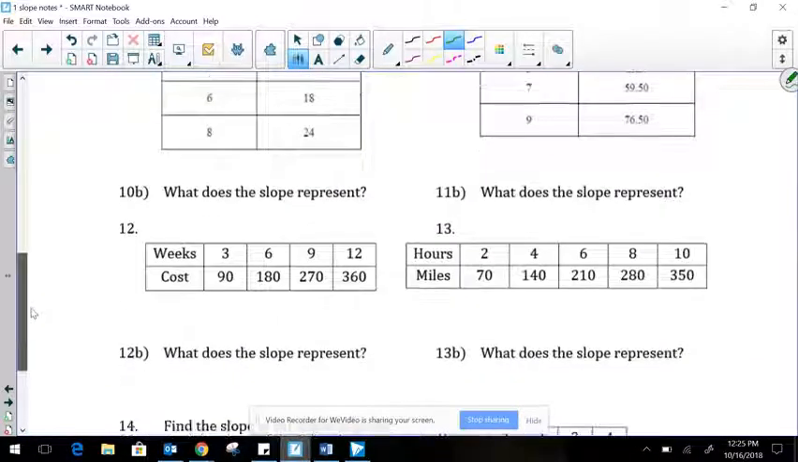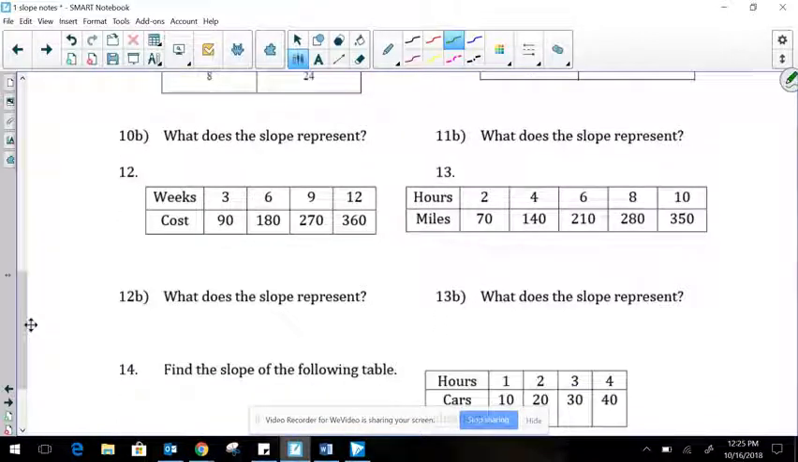All right, let's scroll down here. Let's do number 12. Here they're telling us, okay, weeks and cost. This top row is always X. The bottom row is always Y. So this table is just sideways. No big deal. It's just formatted differently. So I'm going to draw my arrows above and below. So to go from 3 to 6, I'm increasing by 3 each time here. Then the bottom, I'm increasing by 90 each time.